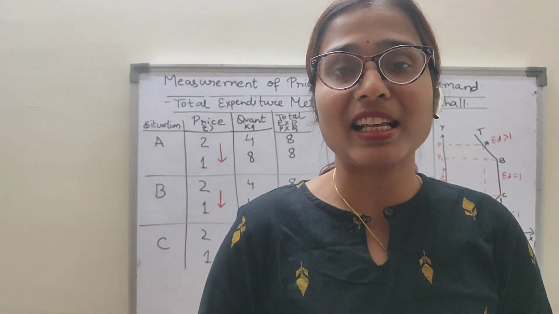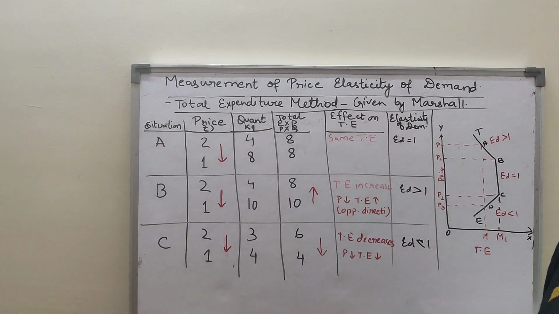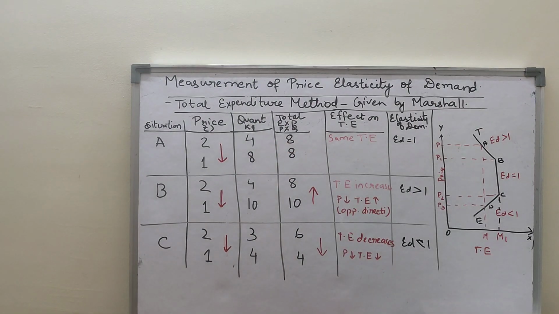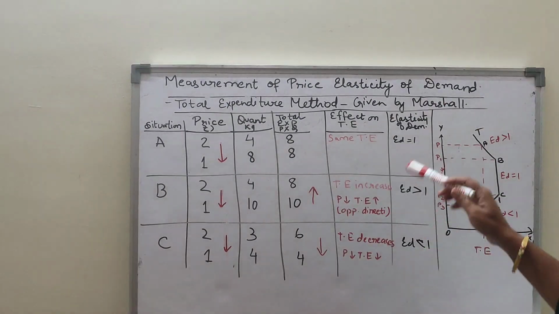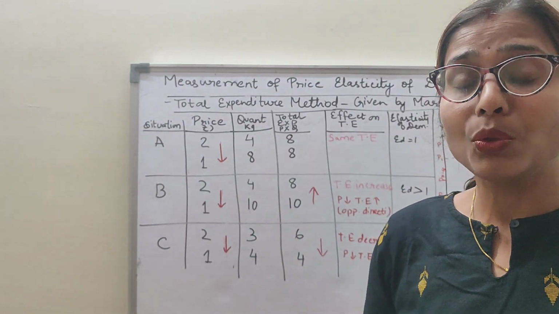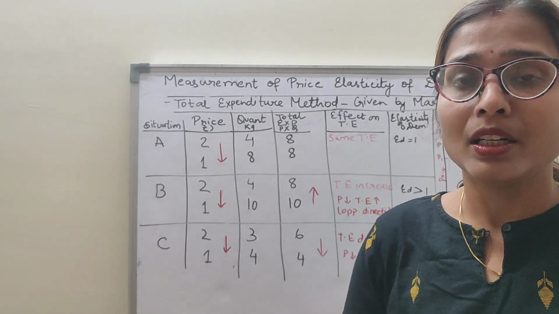So today in this class I'm going to discuss the third method of the price elasticity of demand. That is, the third method is the total expenditure method, also known as the total outlay method. It is suggested by Professor Marshall. This method is calculated using the expenditure incurred by the household to purchase the commodity.